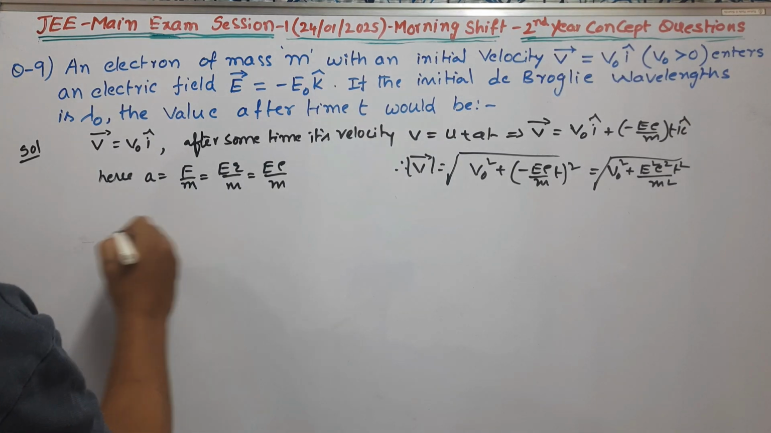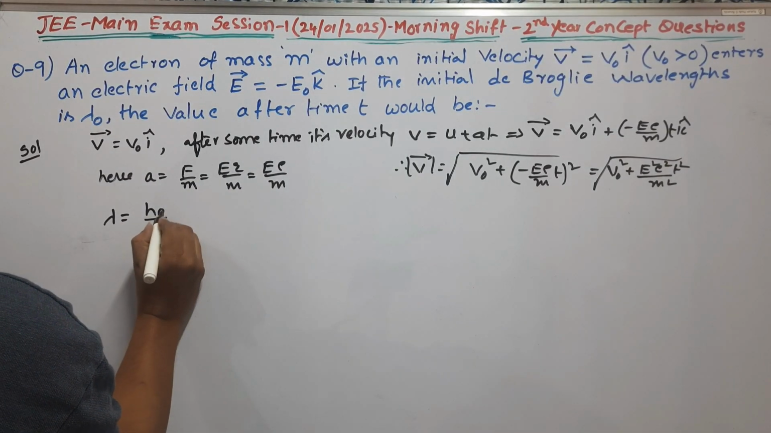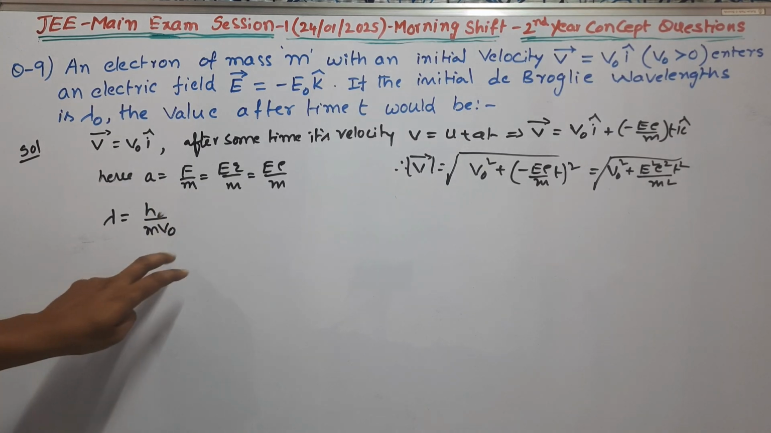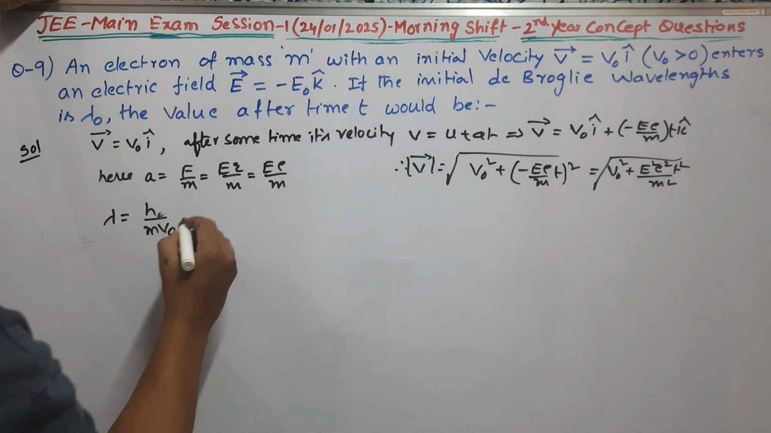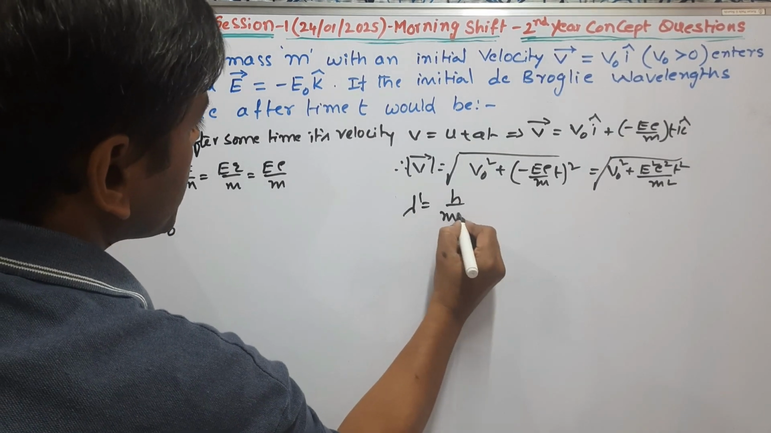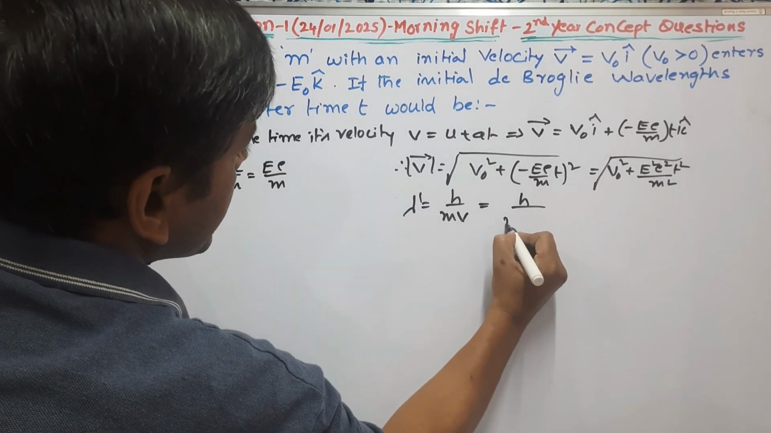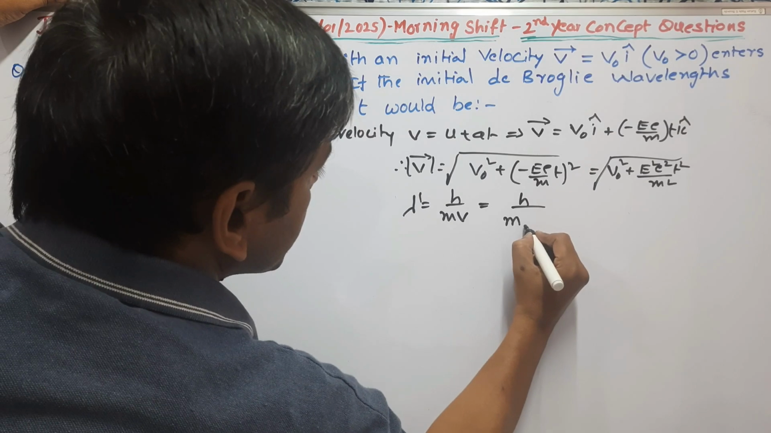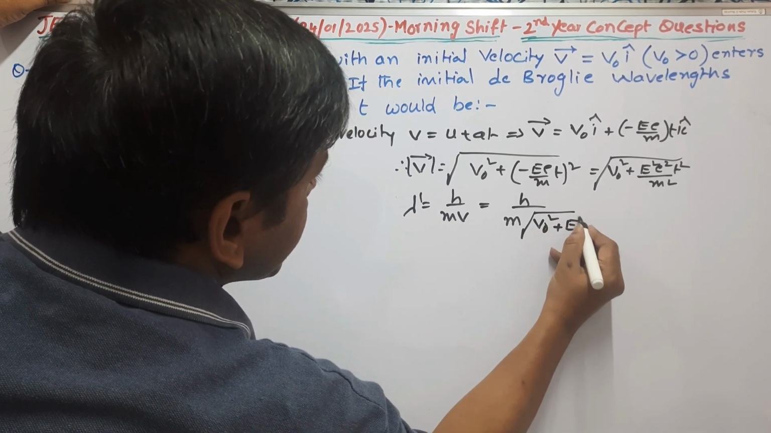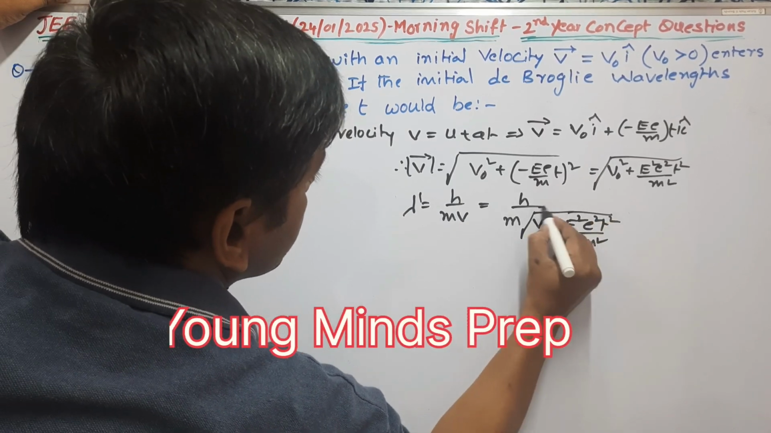The initial wavelength lambda is equal to h by m into v naught. After some time, lambda dash is equal to h by m into v, which is equal to h by m into the square root of v naught square plus E square into t square by m square.